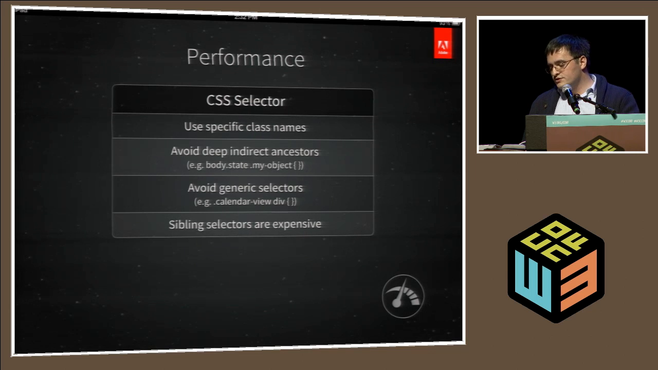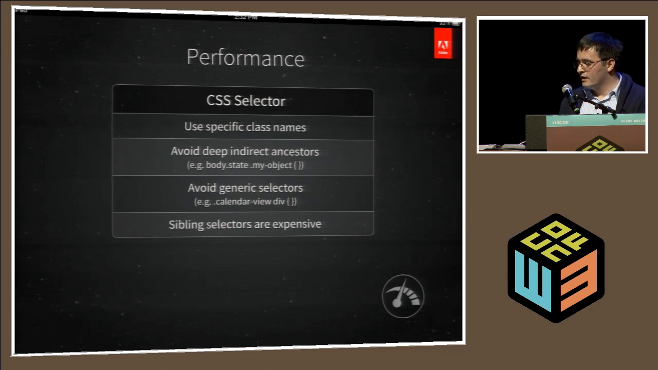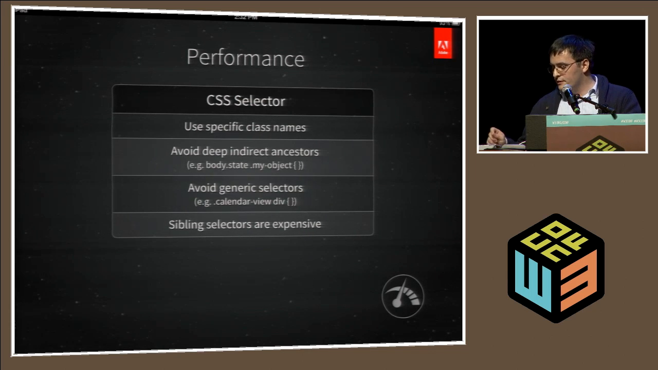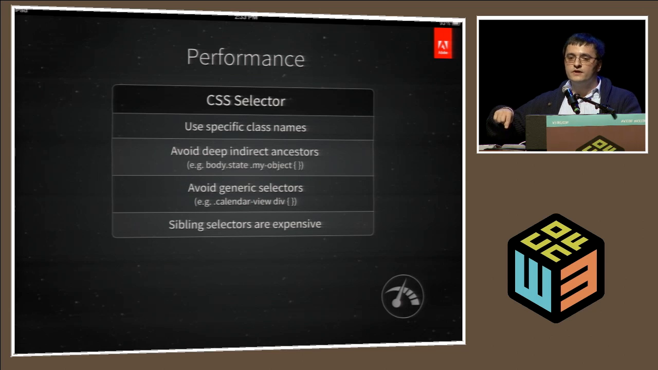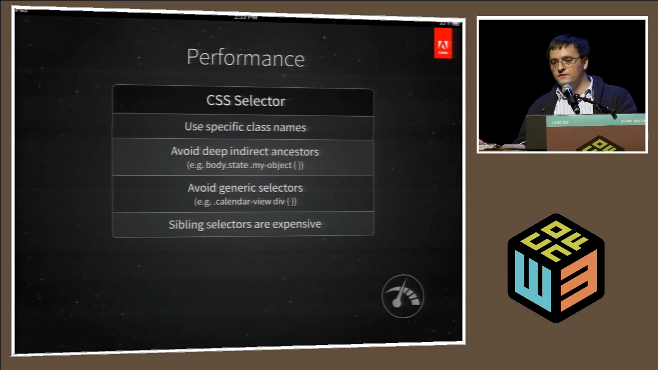And one more generic selector, like the example I have here where you have the calendar view div. The browser is going to try to apply this selector to all the divs in the DOM. And sometimes you end up having lots of divs in the DOM. So it's going to try to find the calendar view as a parent of all the divs, and most probably 90% of your divs in the DOM are not going to match that selector.